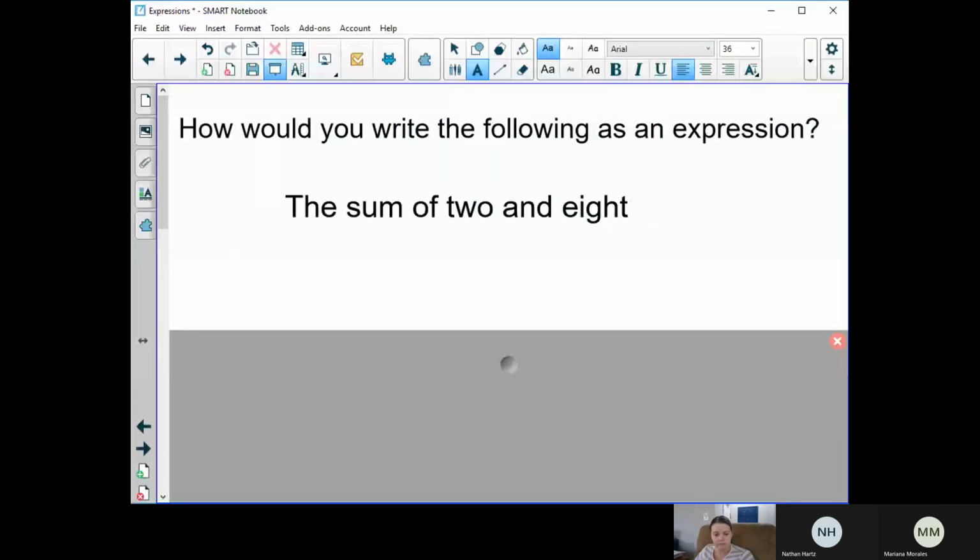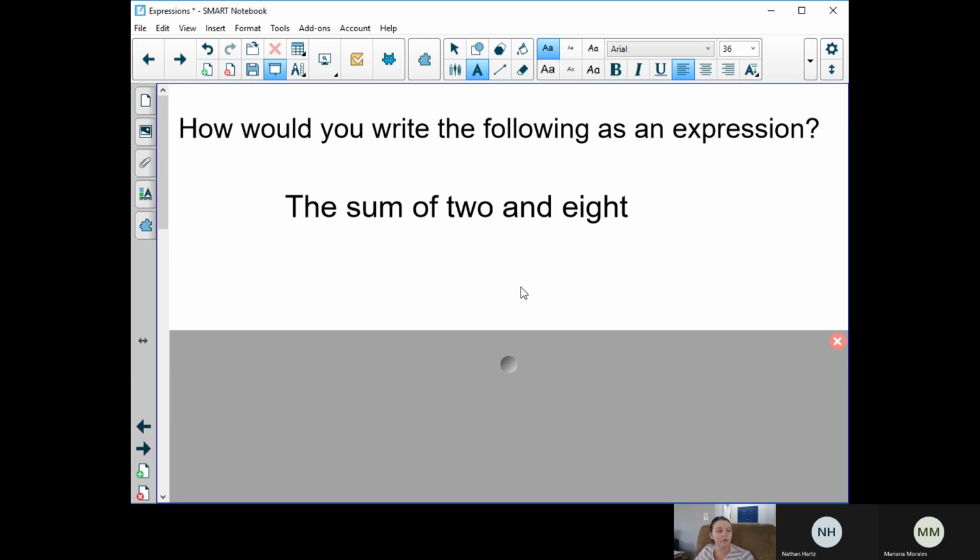We are going to wrap up the first part of our expressions unit, and we are going to do that by looking at how to write expressions from words. So to start out, I want you to think about how would you write the following as an expression?